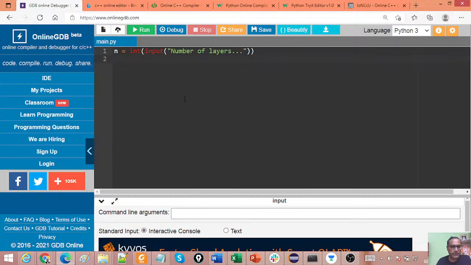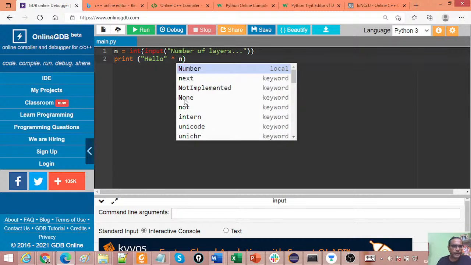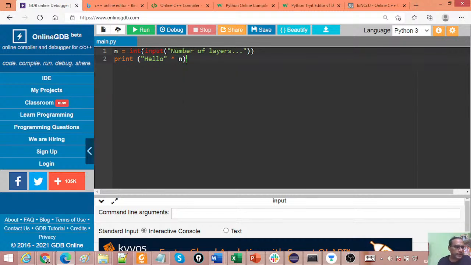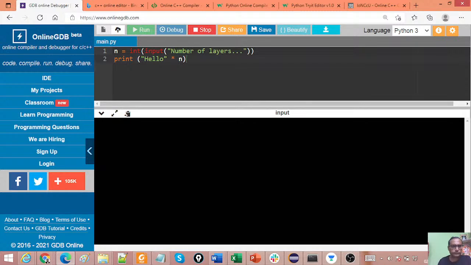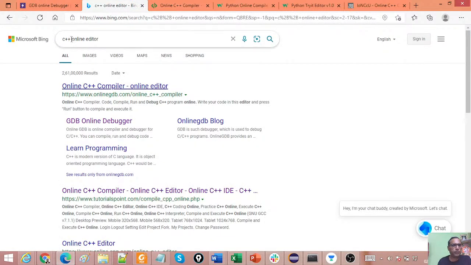What is that advantage? Say if you want to print hello for n number of times, you need not go for any looping. You can directly write "hello" * n. If I run the code, you can find that, no, today online GDB is not working.